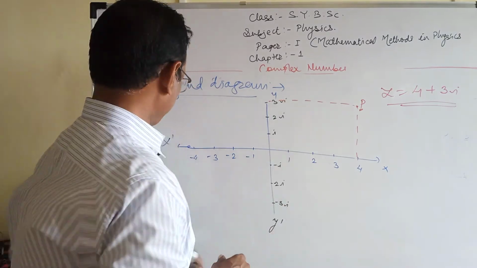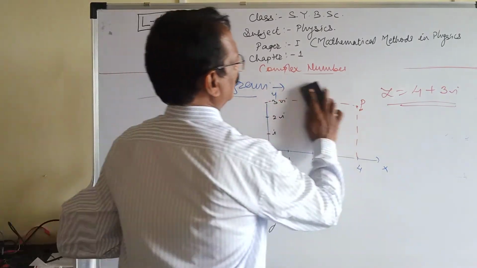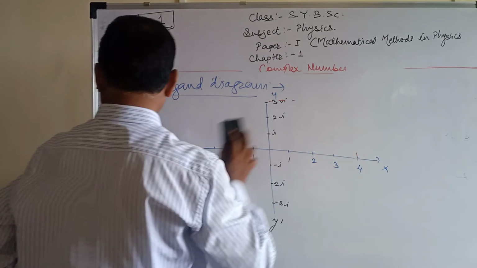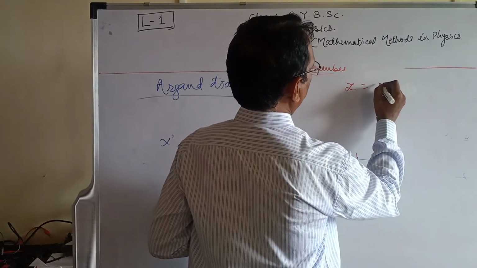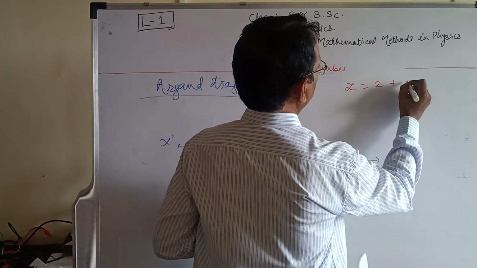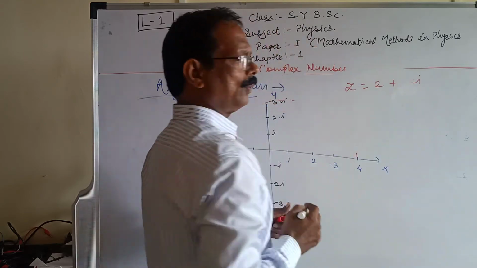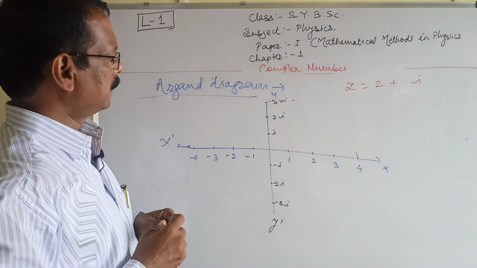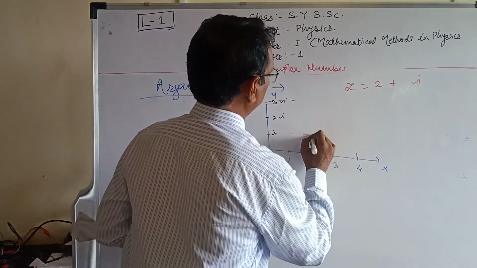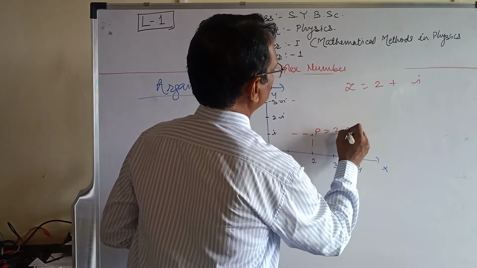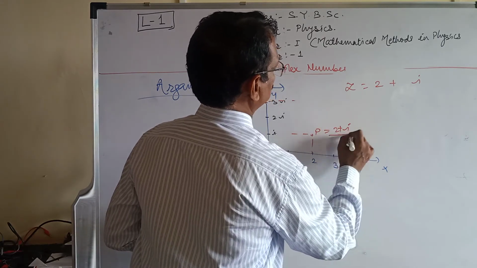So we can define any number. Another number we can find out: suppose z is equal to 2 plus I. How can we plot this number? This is the 2 and this is the I. So this is the point P, P is equal to 2 plus I. So this is the number.